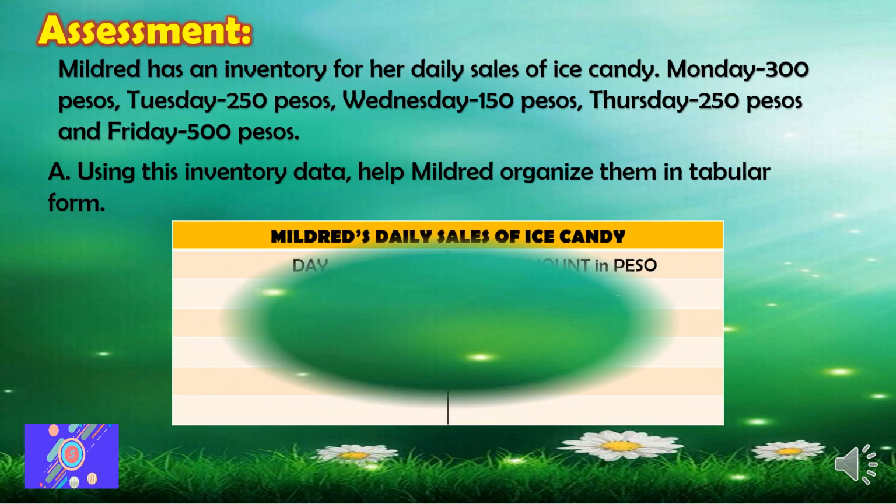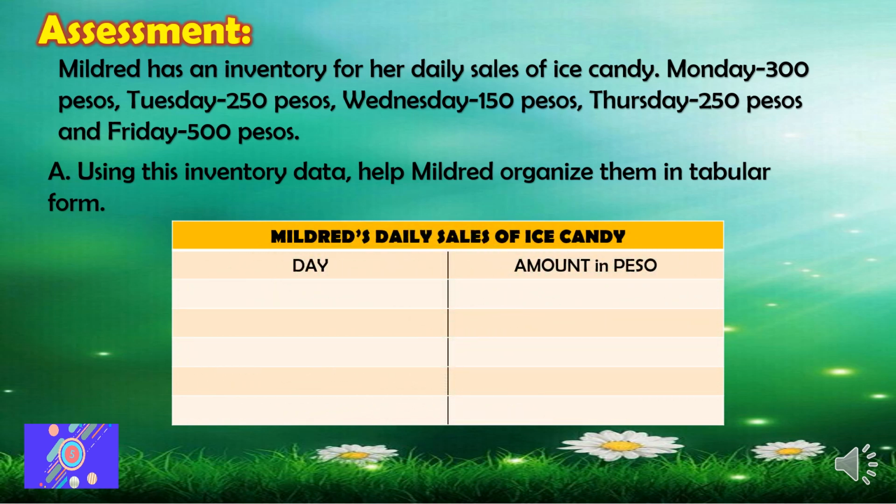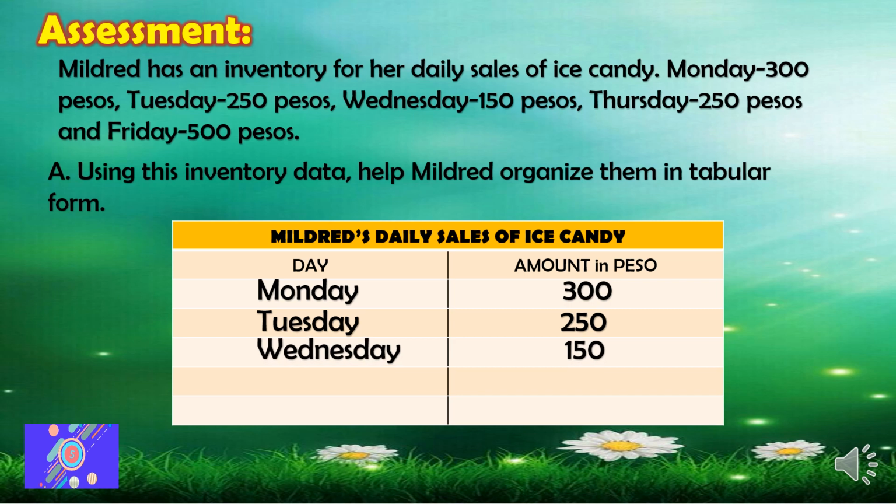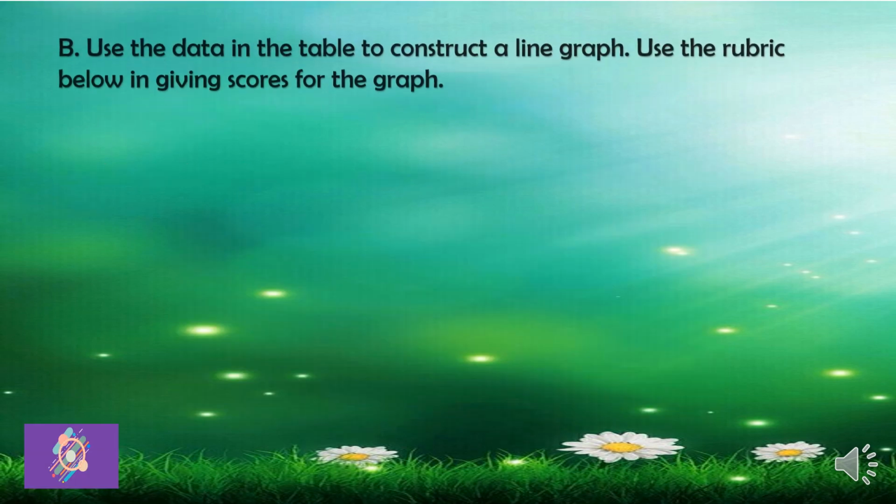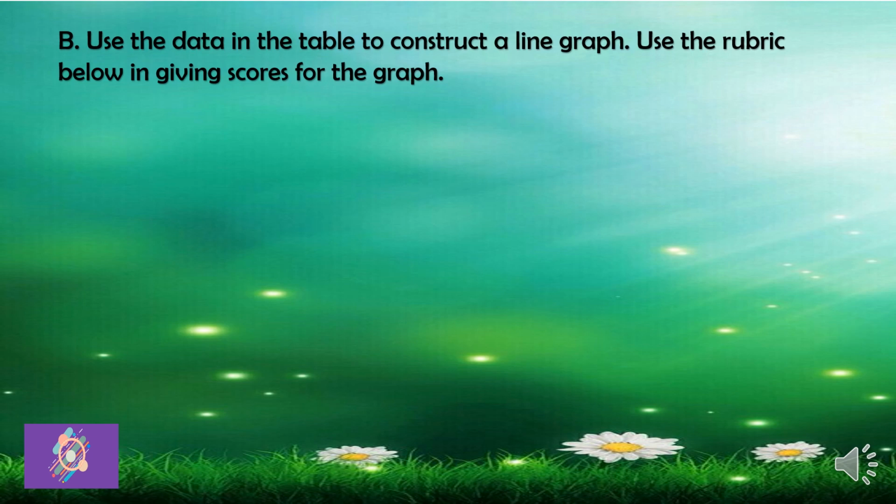So here is my sample answer for the tabular form. We have Mildred's daily sale of ice candy, and then we have the 2 columns, dates and amount in peso. So for Monday, 300, Tuesday, 250, Wednesday, 150, Thursday, 250, and then Friday, 500 pesos. And then letter B, use the data in the table to construct a line graph. Use the rubric below in giving scores for the graph.